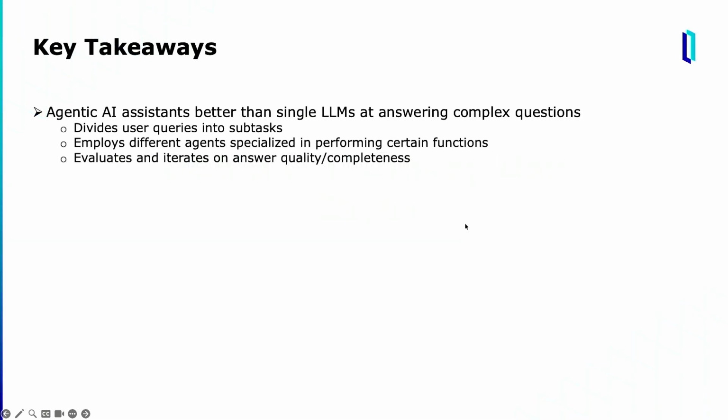The first one being that Agentic AI and Agentic RAG is going to be better than a single LLM or simple RAG at answering complex questions. That's because this system can easily divide your user query into subtasks. With each agent performing a specified role in this system, it requires less context to do its job, can focus singularly on that job, and produce a higher quality result.